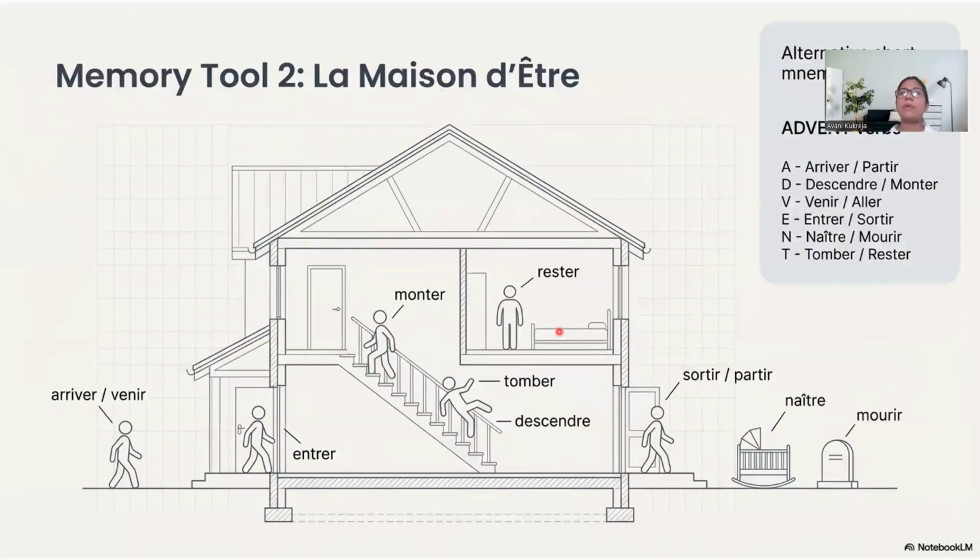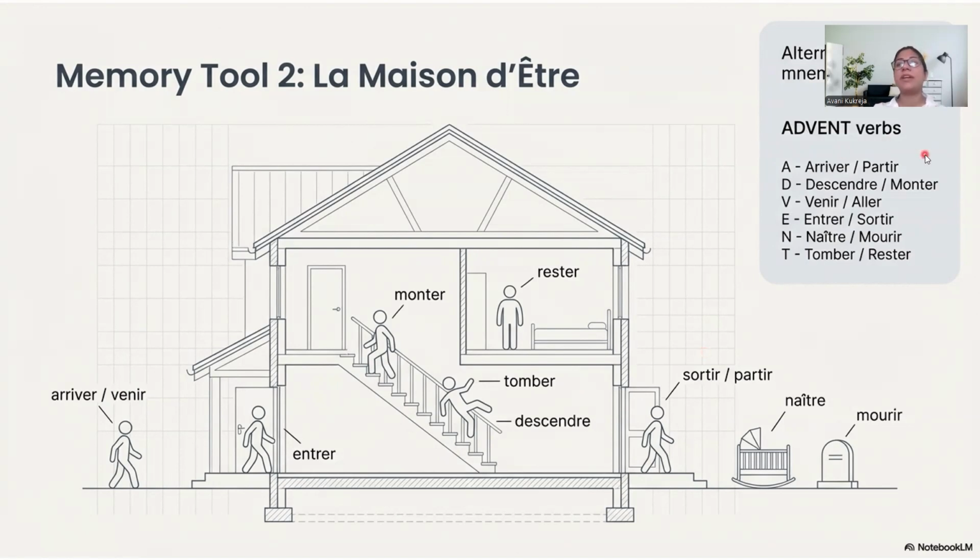There's another way to remember this: la maison d'être. You arrive in the house, you come to the house, you enter the house, you climb the stairs, you fall from the stairs, you descend down, you rest here, you leave from the house, you're born here, you die here. This is another way to remember that these are the verbs which are going to be conjugated with verb être.